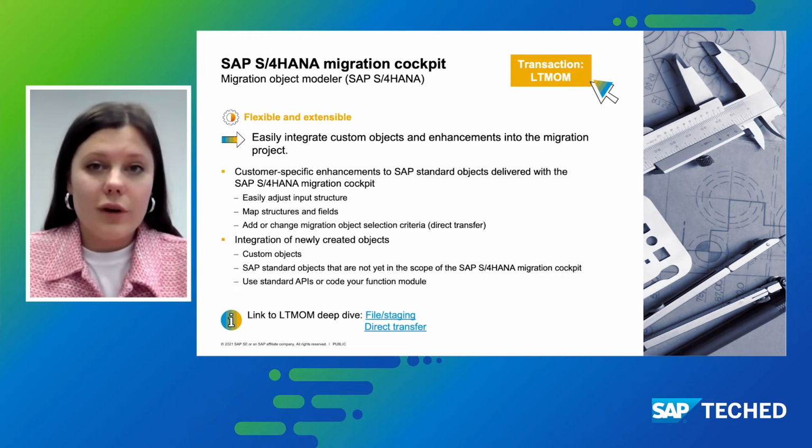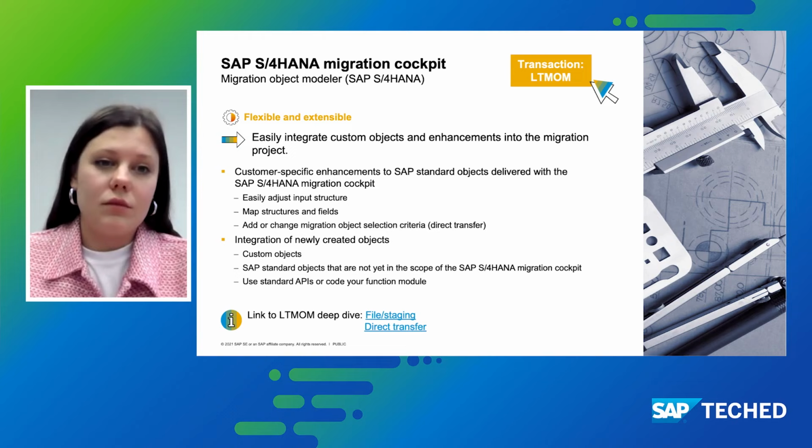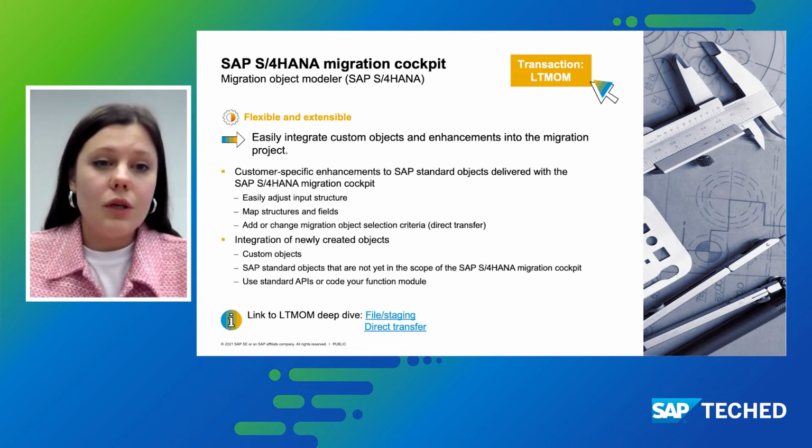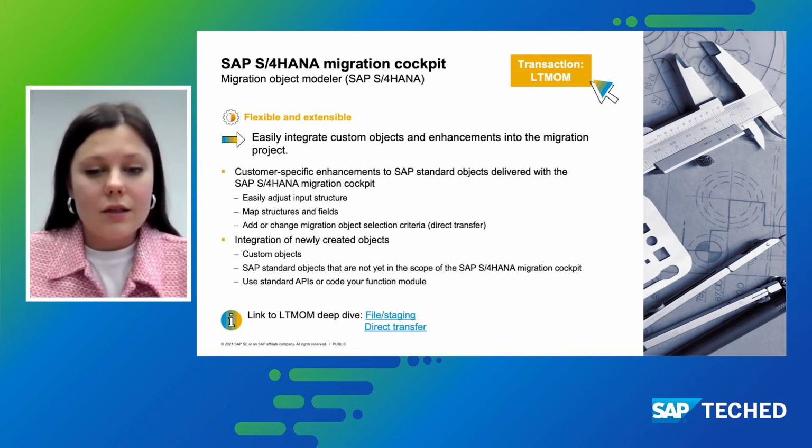You can also enhance a migration object. You can adjust the input structure, for example, add an additional field or make a mandatory field optional. You can map structures and fields, and you can change or add migration object selection criteria if you use the direct transfer approach. When you use the direct transfer approach, you access the source system and the selection is made in the source system, so you can influence this selection. You can find more information in our deep dive slides with the instructions and a very detailed overview. The links you can find on the screen.